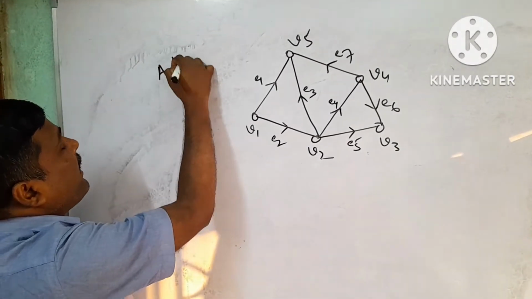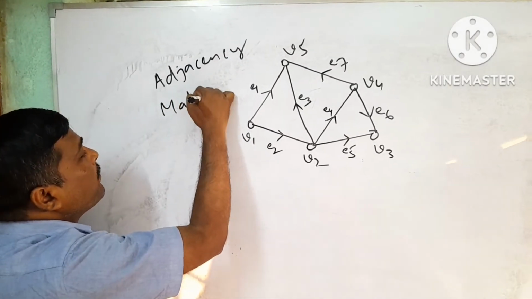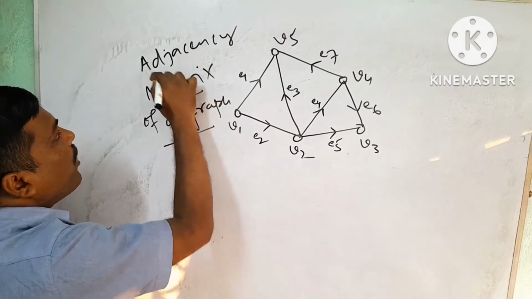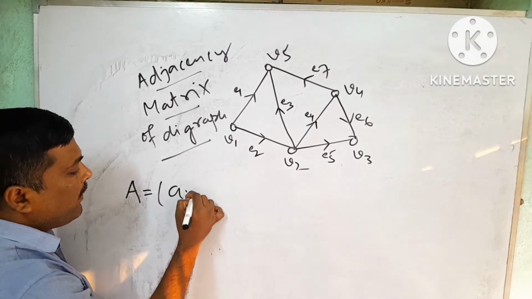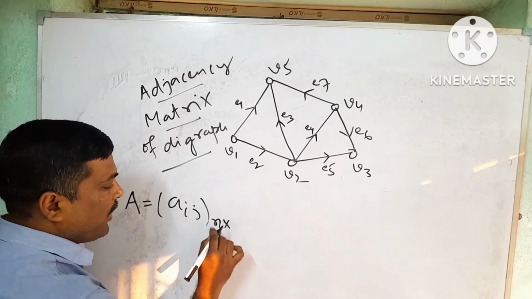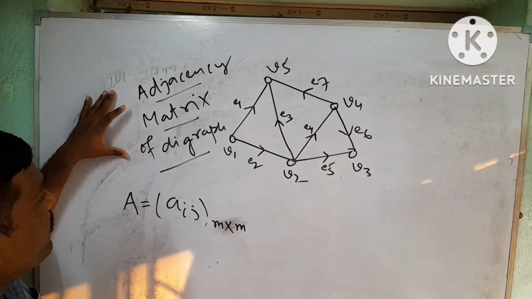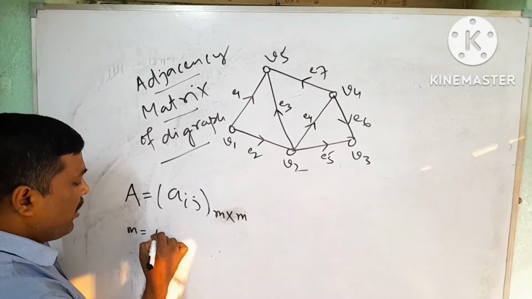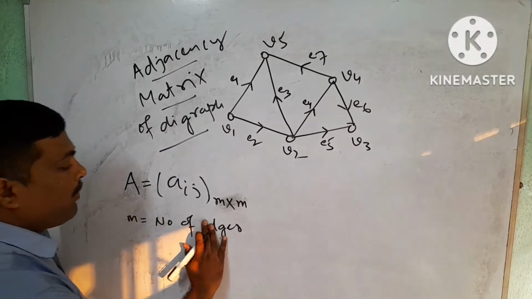Next, adjacency matrix. Adjacency matrix of diagram. Suppose the diagram adjacency matrix is A equals to Aij, m comma m. The adjacency matrix is a square matrix, m cross m. So the adjacency matrix of the diagram is a square matrix having m rows and m columns, where m is the number of vertices.